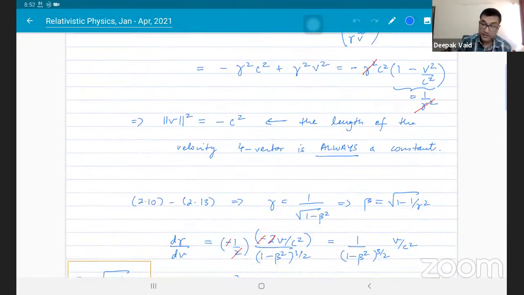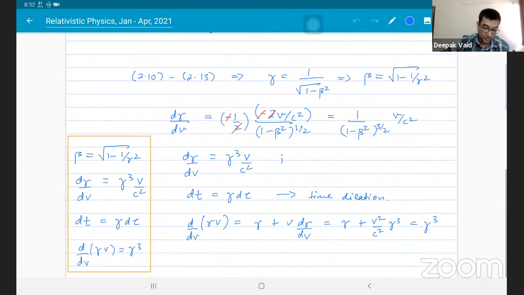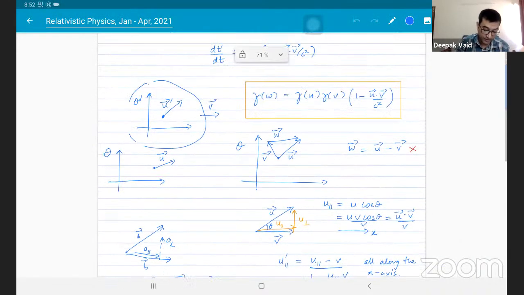Then this forward velocity has some nice properties. Its norm is always constant. It's always equal to -1 when you set c equal to 1. So the velocity is always a time-like vector. And then there are all of these identities which you should be able to derive if asked to do so.